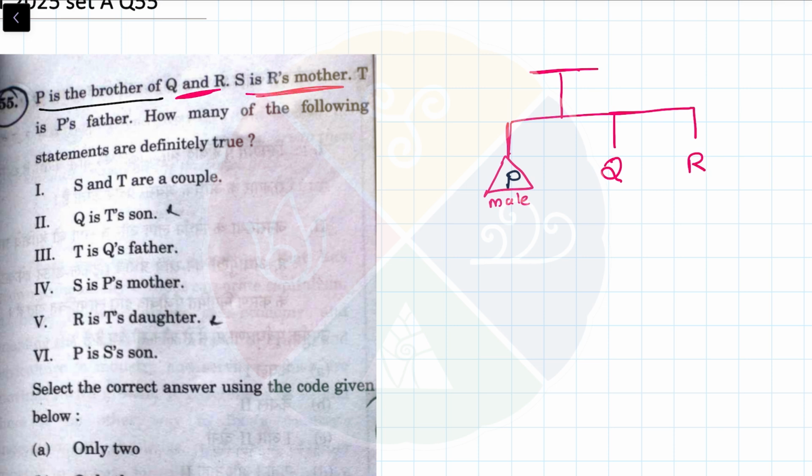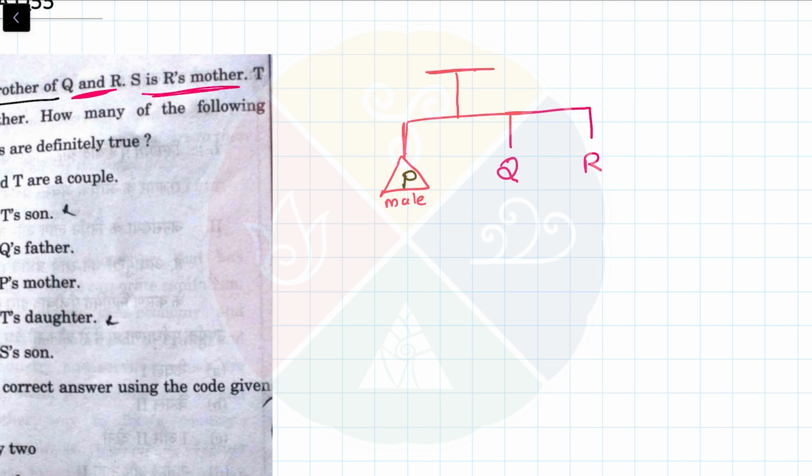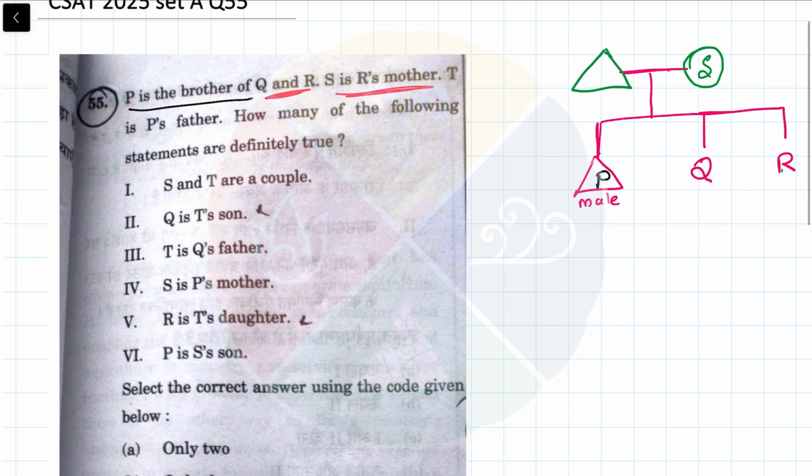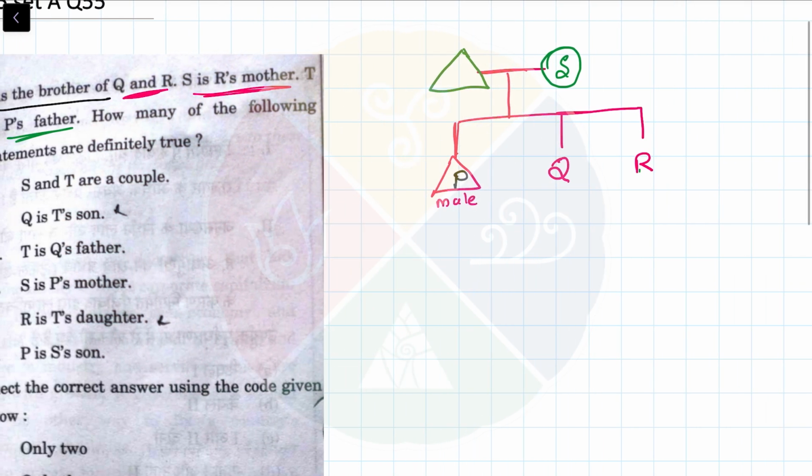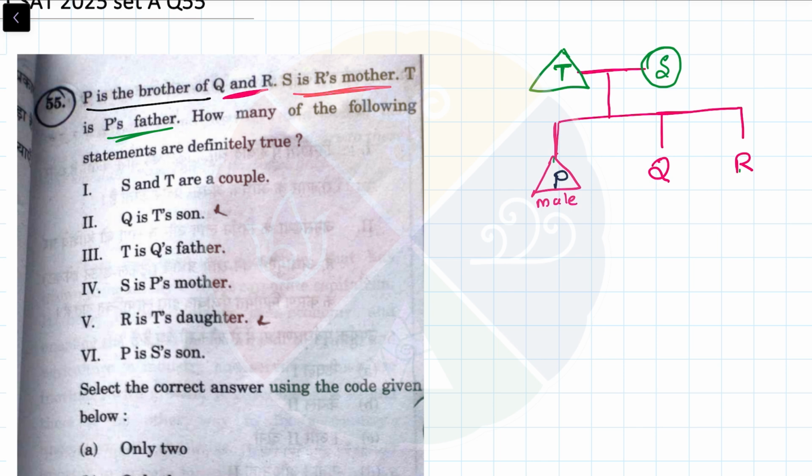S is R's mother. Okay. S, R have a mother, and that is S. A mother is a female, so I'll put a circle around her. They also have a male father. I don't know who it is. T is P's father. See, P's father should come here. So that's over here. How many of the following statements are true?